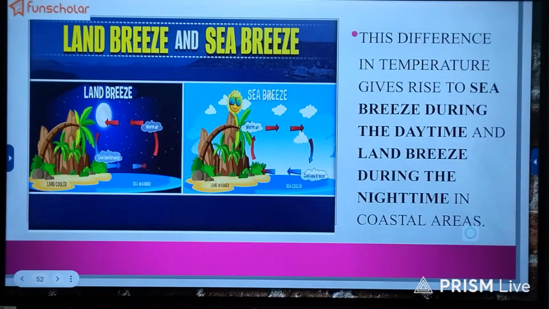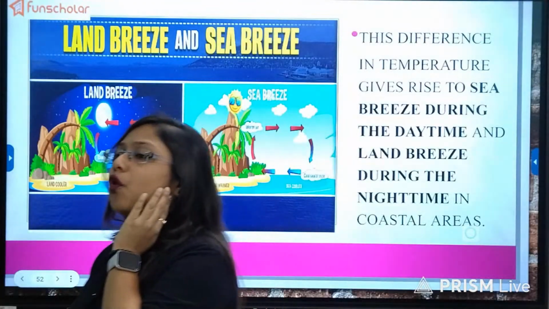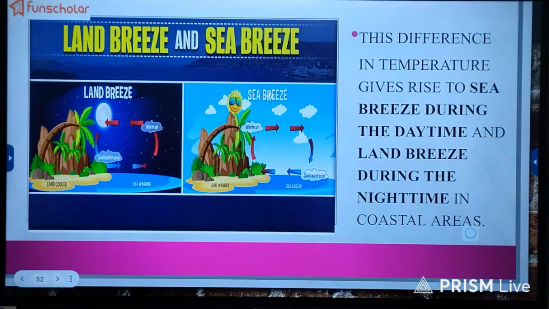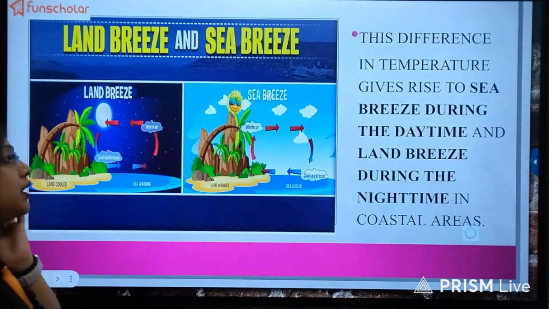Next is land breeze and sea breeze. We have already heard about it, right? We all have heard that there is a land breeze and a sea breeze, but we never went through the actual process, or maybe we didn't know how this is exactly happening. So let's learn about it a little. This difference in temperature gives rise to a sea breeze during the daytime and a land breeze during the night time.